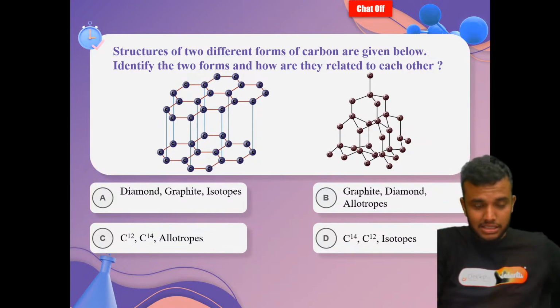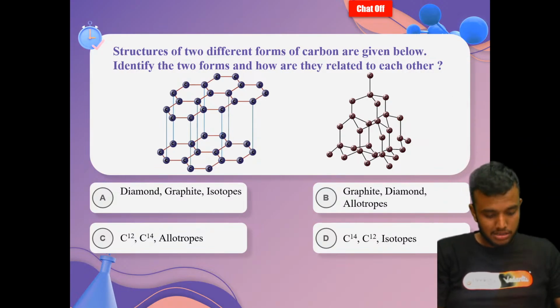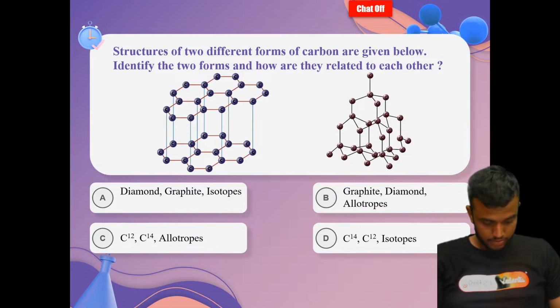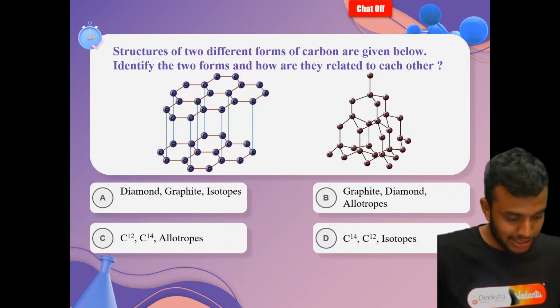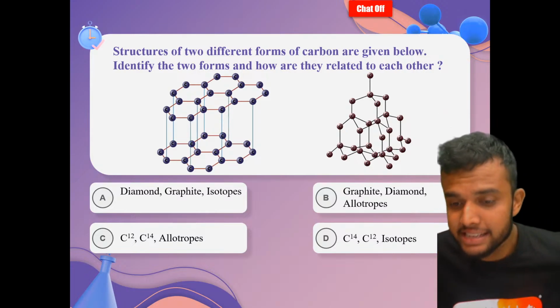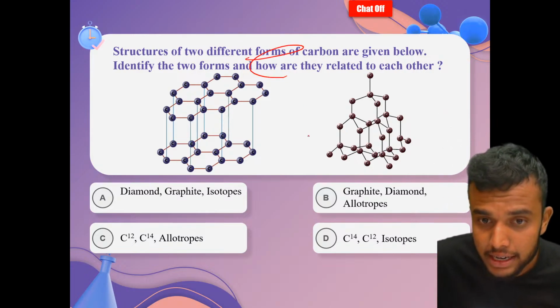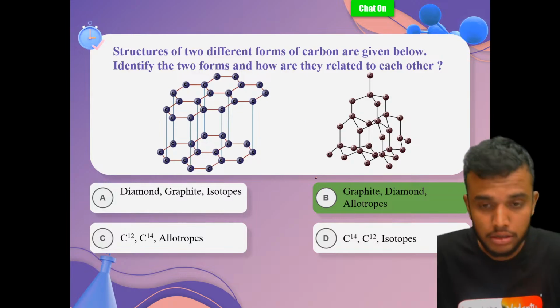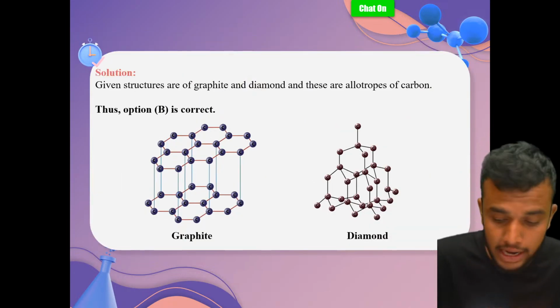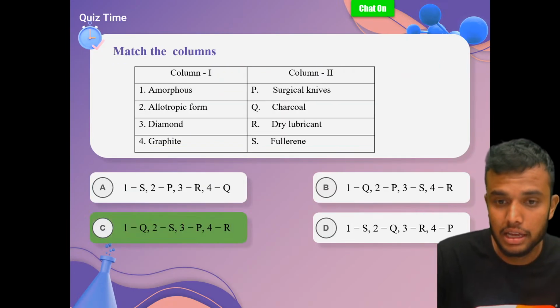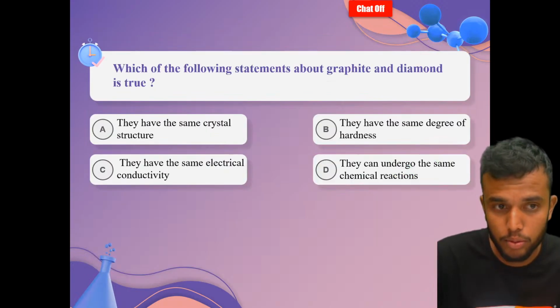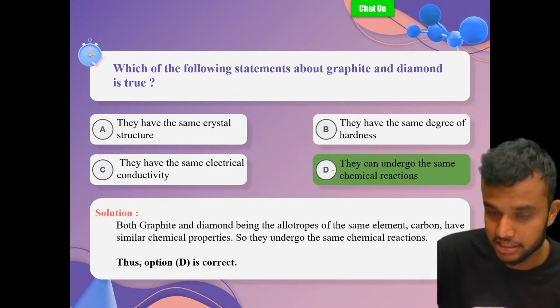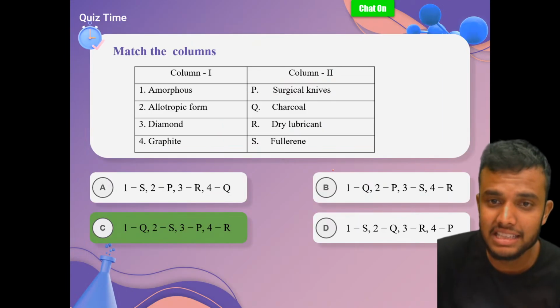Yes, students, what's the answer? What's your answer? What is the answer, my dear students? The answer is these are graphite and diamond allotropes. Yes, students. Next question. Which of the following statements is correct? Come on, let's move to the next one.